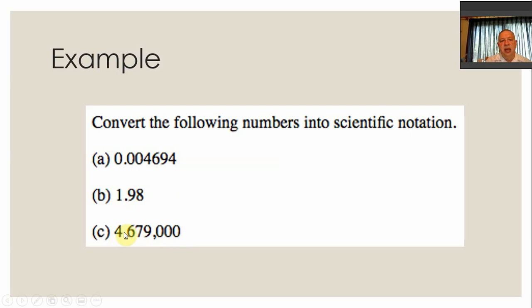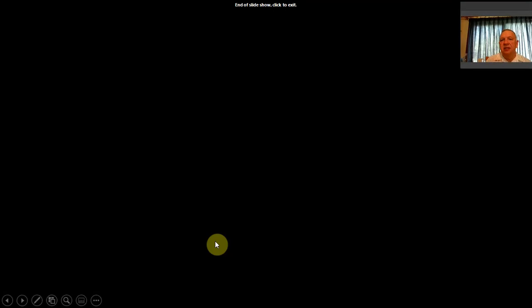4,679,000. I want it right there, between the 4 and the 6. My significant digits are 4679. So I want 4.679. And how many times would I have to move it over? 1, 2, 3, 4, 5, 6. So that would be times 10 to the 6.